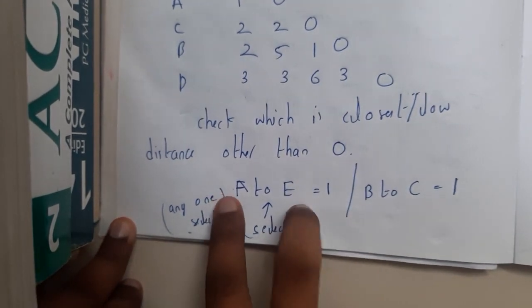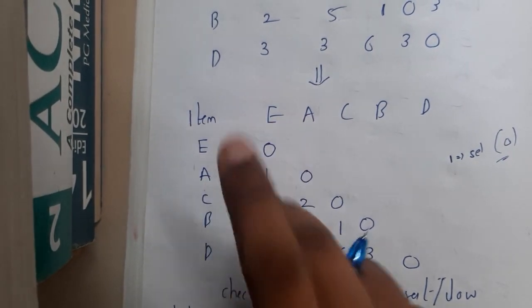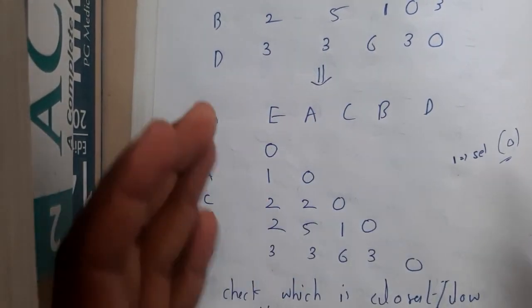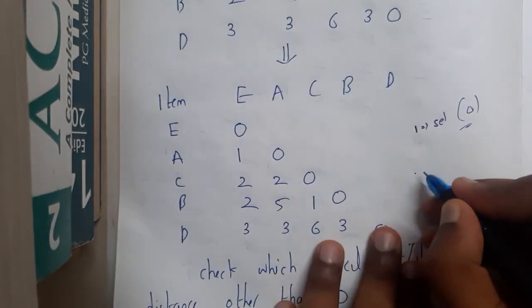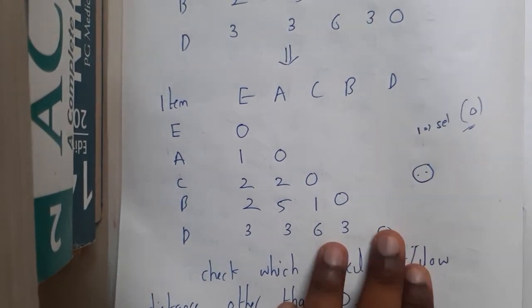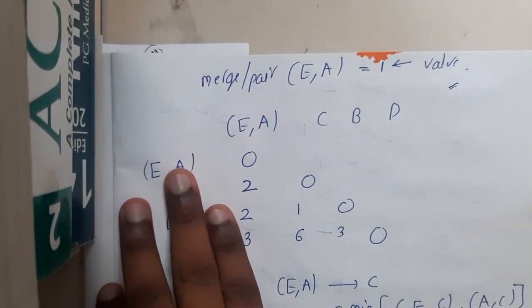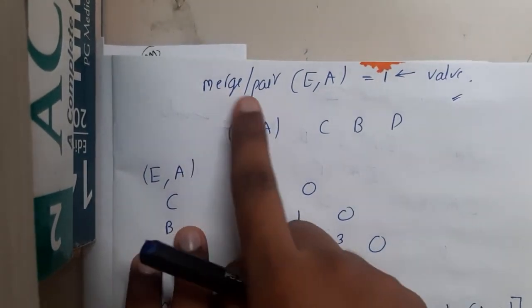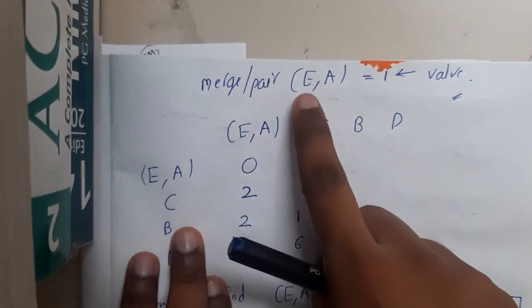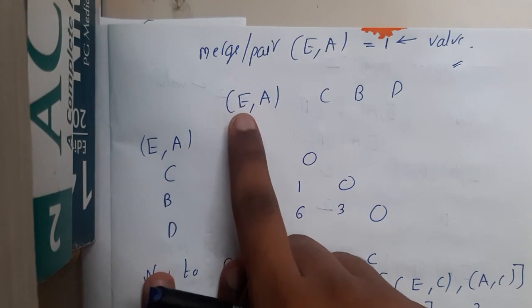So for our example, I took A to E, guys. Now I am saying A to E's distance is 1. So that is minimum. Now what you will be doing is, A and E are closer, right? So let us make them into one cluster. To make them into one cluster, we will be using a concept called merge, guys. I'll be writing merge or pair. Basically you can pair them also. So E comma A equal to 1.